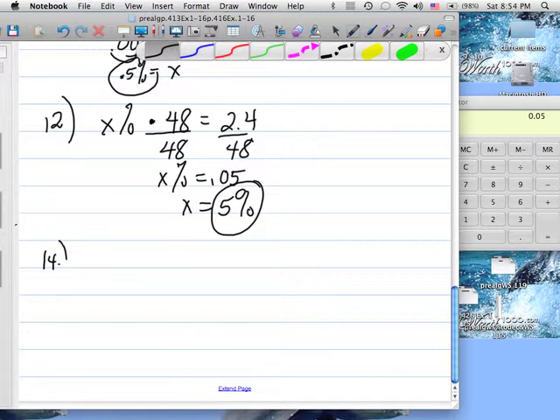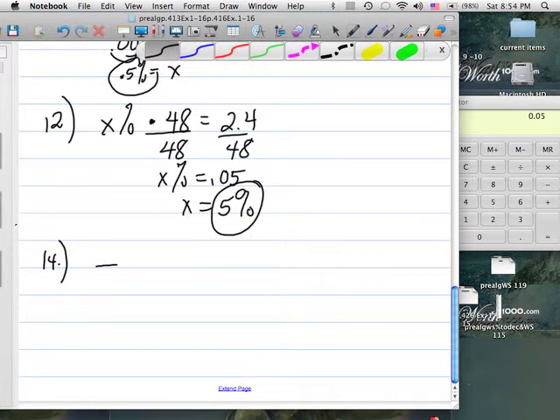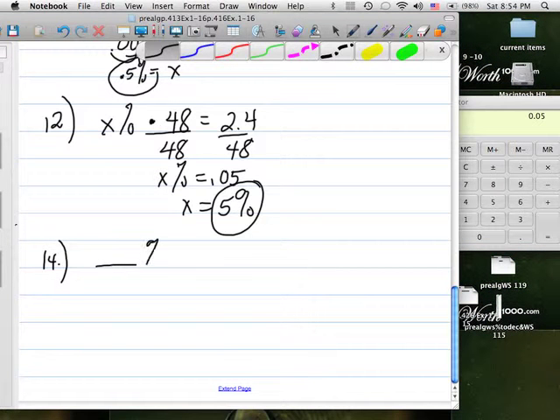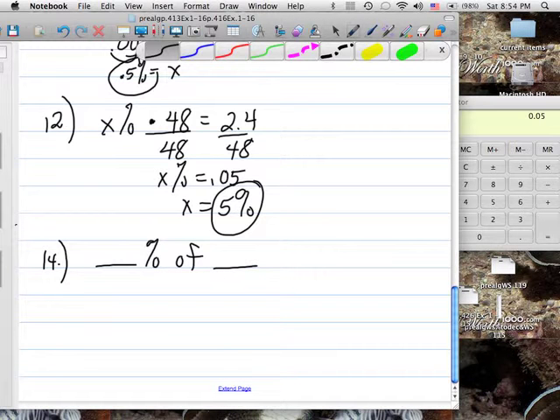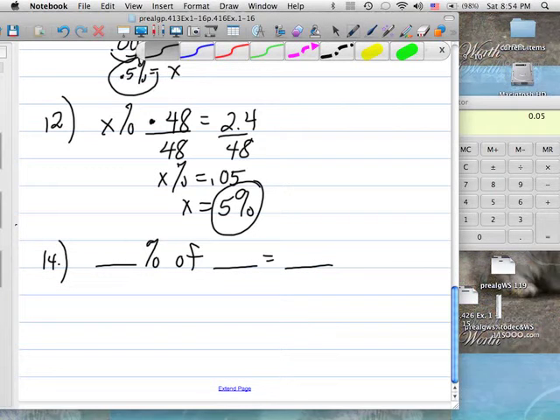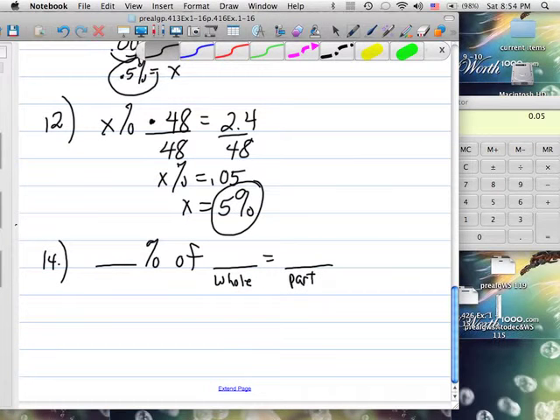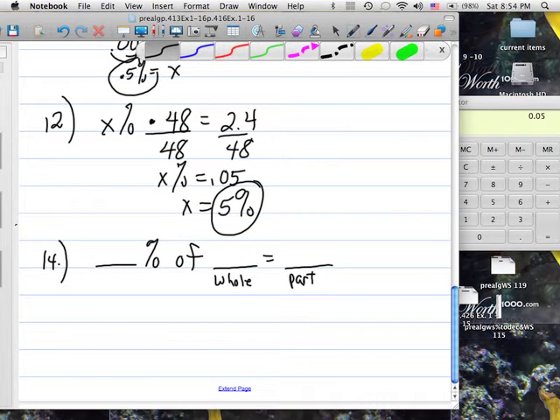Problem number 14, we're going to set up a standard percent equation and translate the word problem. So I have blank percent of the whole equals the part. This is a standard equation for any percent word problem. So the sale price of the luggage Carolyn bought was $160.